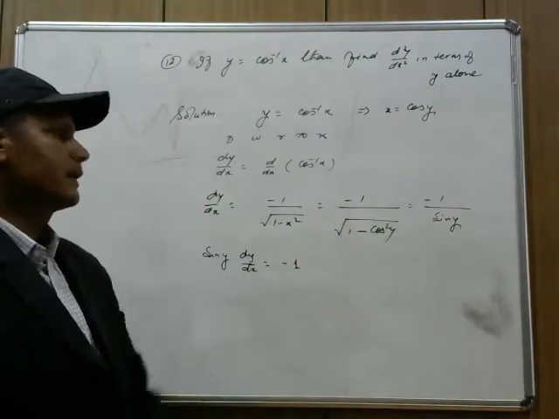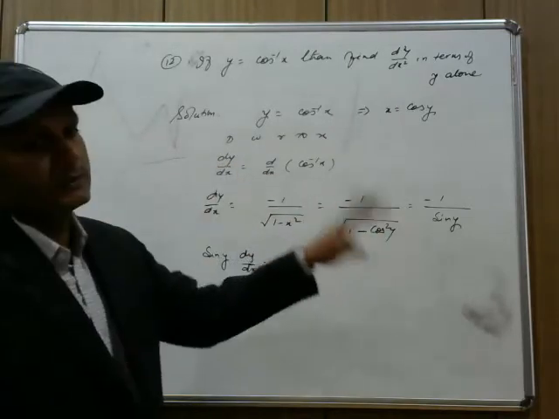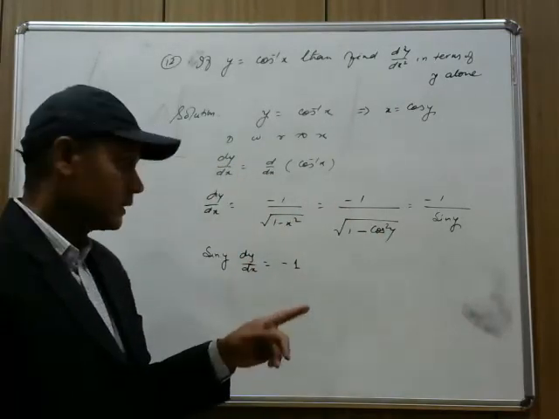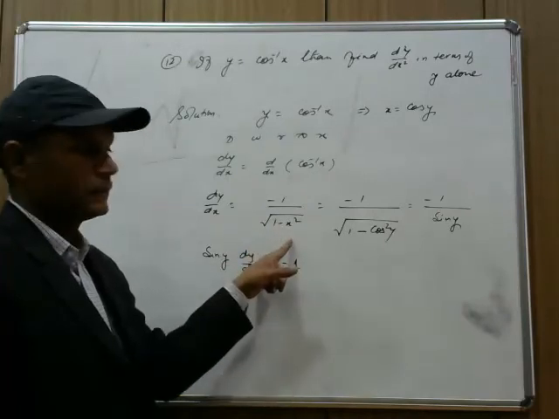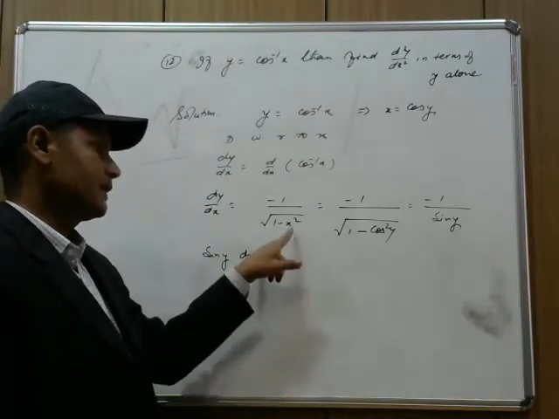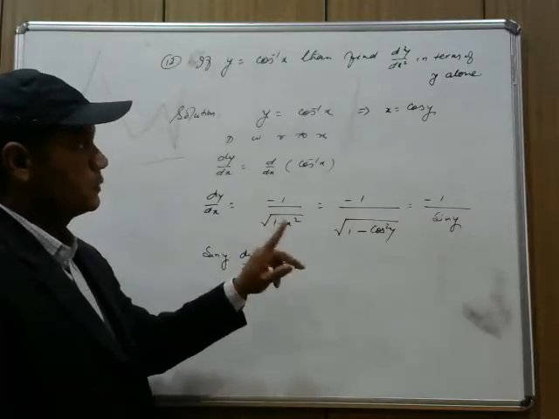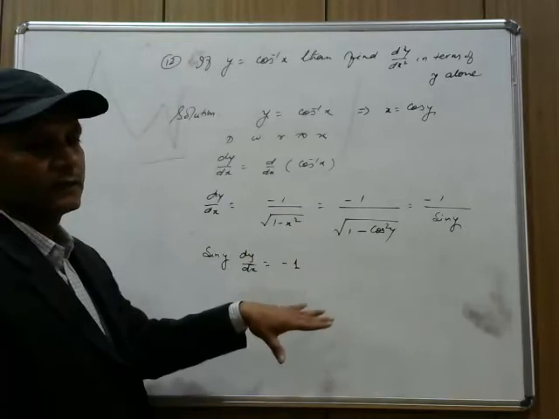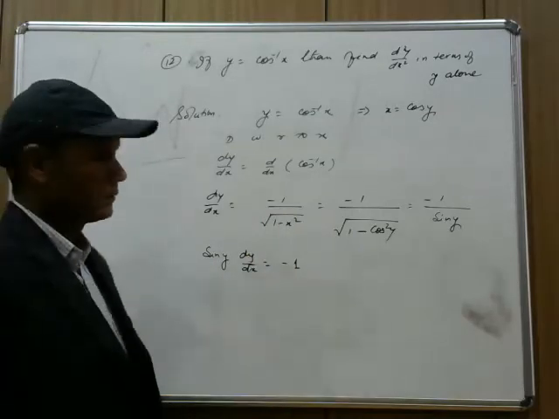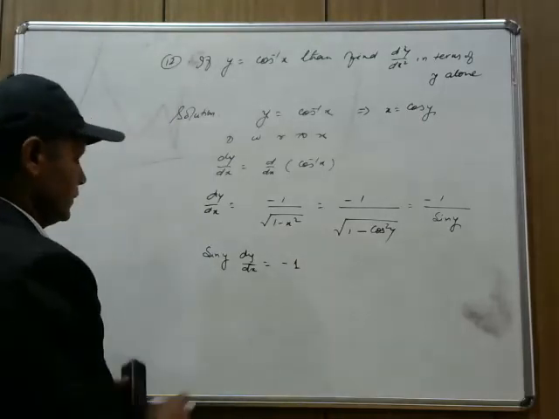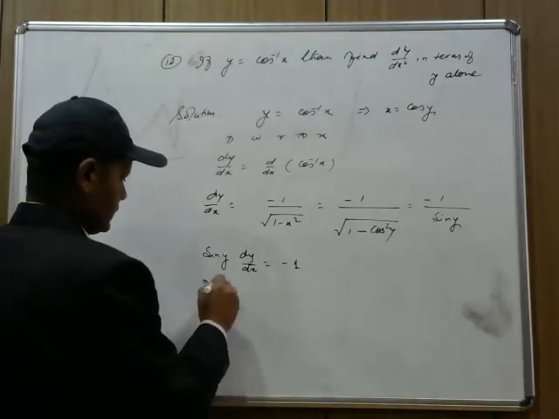Now I will differentiate again, or I can differentiate here also. If I differentiate here, I will get a difficult term in terms of x, and then again I have to replace x in terms of y. Since I was supposed to get the answer in terms of y only, that's why I have just replaced x by cos y.